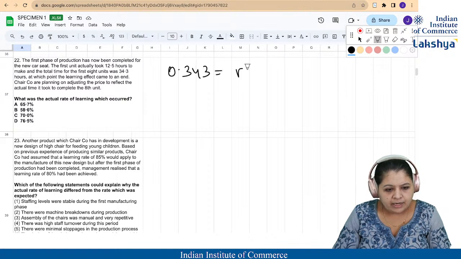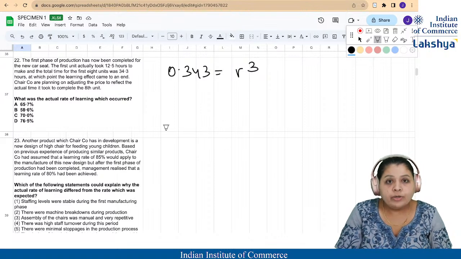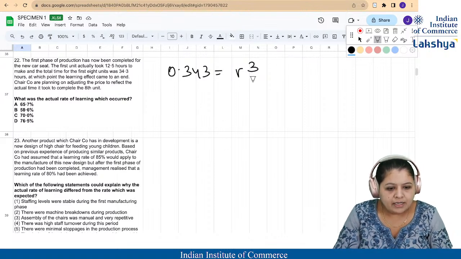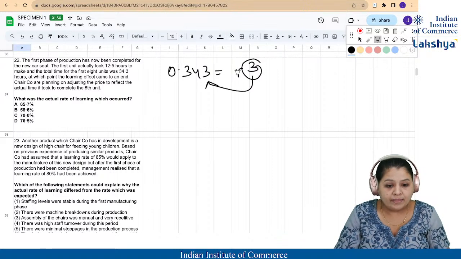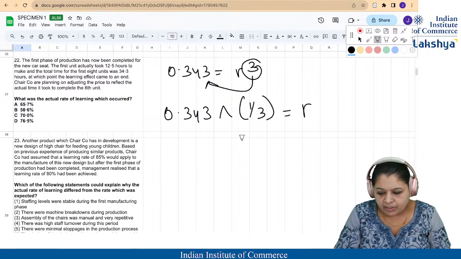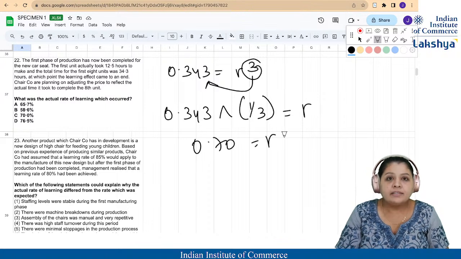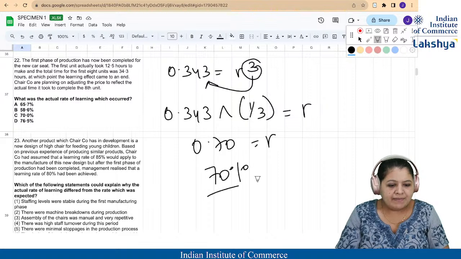0.343, right? And R³. You can get the value up till here in your answer. On your Excel, how do you handle this? Now, when this exponent 3 goes on the other side, it becomes 1/3, right? So your formula has to be 0.4343 to the exponent 1/3, and you will get your R value, which will come in decimals, 0.70. R is equal to 0.70, and that is where you will be coming to 70%.